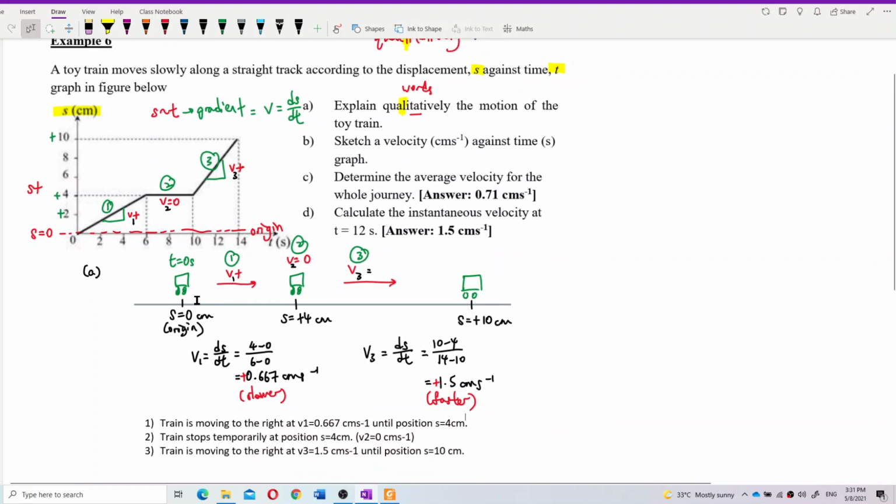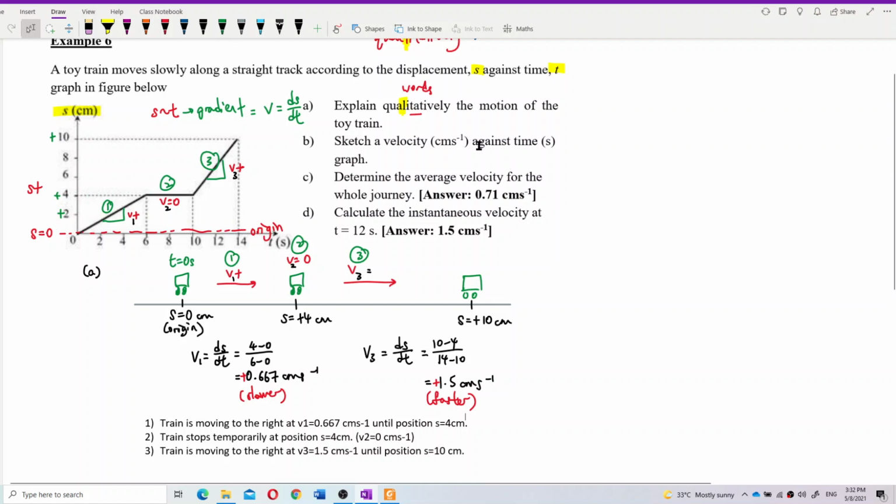What I can say, just briefly, is the first part is moving to the right until position 4 cm at this velocity, at the slower speed. Then here, 6 to 10 seconds, it stops temporarily at position 4 cm. Then the third part is moving at higher speed, at 1.5 centimeter per second, until position 10 cm. Okay, that's the thing. Now sketch the velocity against time graph.